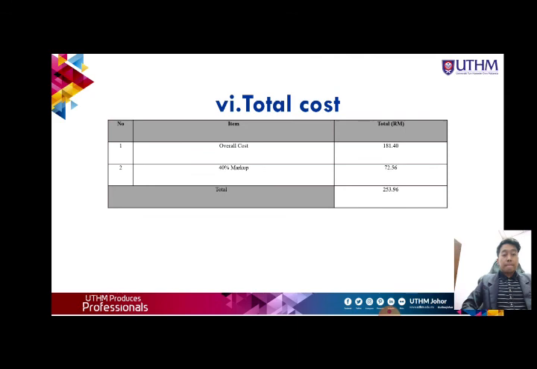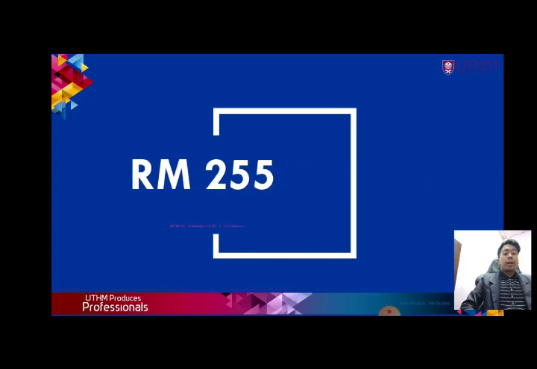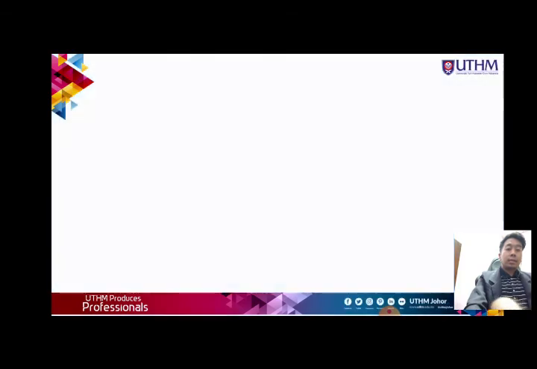And for the total cost, we just add 40% of the product value, which is 72 ringgit and 56 cents, to the overall cost, which gives 253 ringgit and 96 cents. And we decided to sell our product for about 255 ringgit per machine. Okay, I think that is all from me. Thank you.